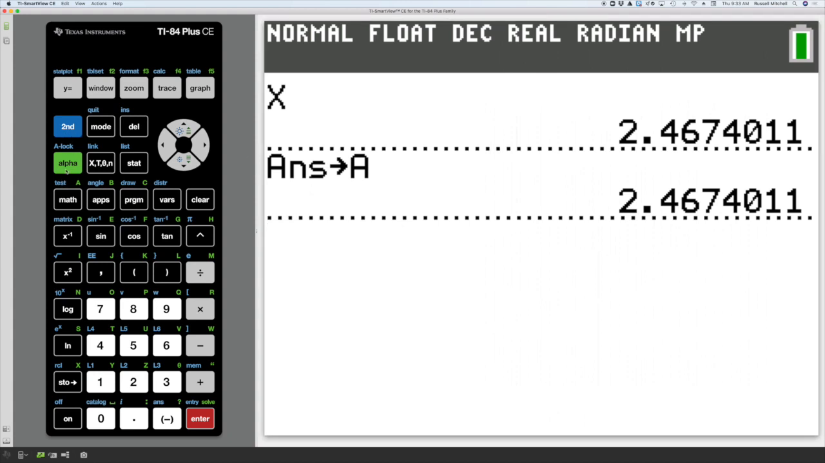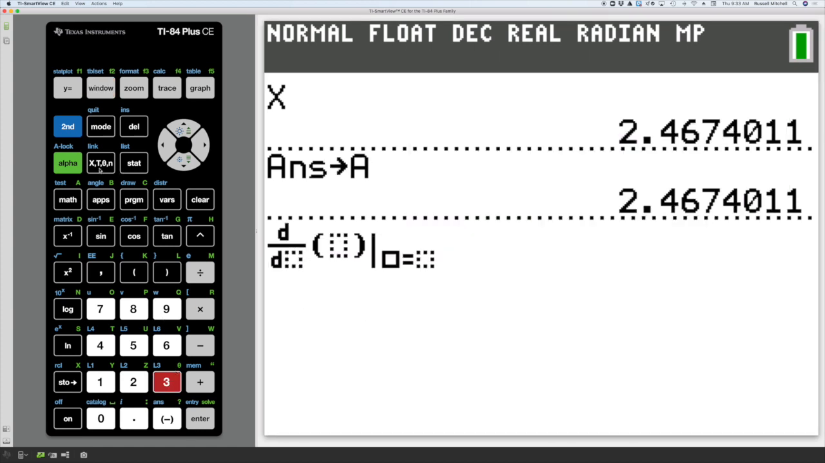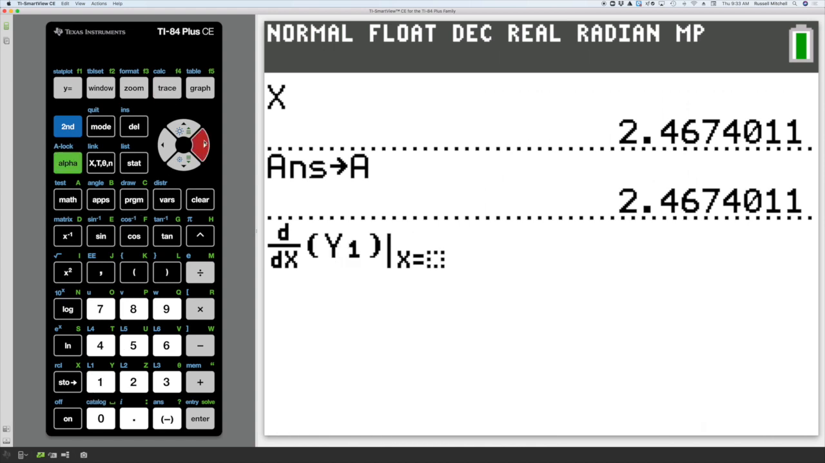So we're going to go alpha window 3 for numeric derivative, and we want to take the derivative with respect to x of our position function, which we have stored as y1, right? So alpha trace y1, and then we want to find this at what x value? We want to find it at this value right here, which we call a.